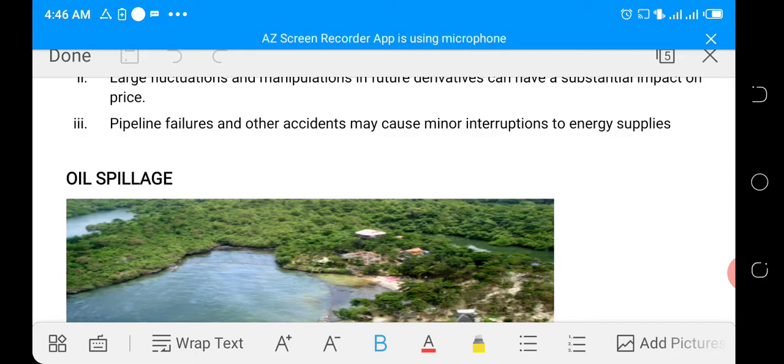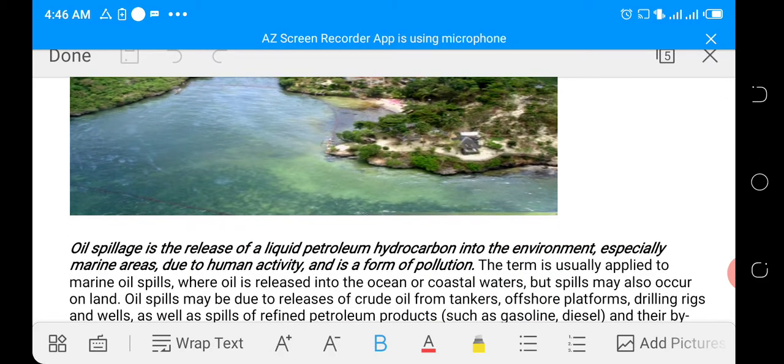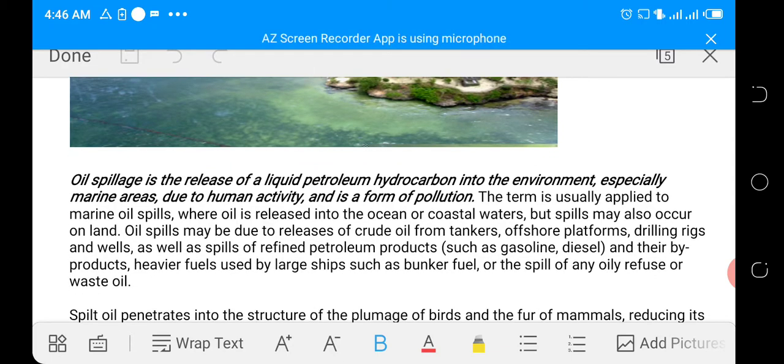Oil spillage. Oil spillage is the release of a liquid petroleum hydrocarbon into the environment, especially marine areas, due to human activities, and is a form of pollution. The term is usually applied to marine oil spills, where oil is released into the ocean or coastal waters, but spill may also occur on land.